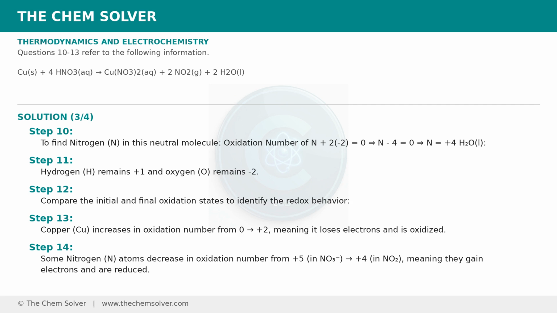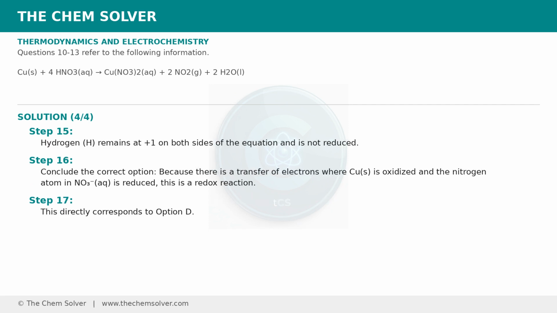Compare the initial and final oxidation states to identify the redox behavior. Copper, Cu, increases in oxidation number from 0 to +2, meaning it loses electrons and is oxidized. Some nitrogen, N, atoms decrease in oxidation number from +5 in NO3- to +4 in NO2, meaning they gain electrons and are reduced. Hydrogen, H, remains at +1 on both sides of the equation and is not reduced.